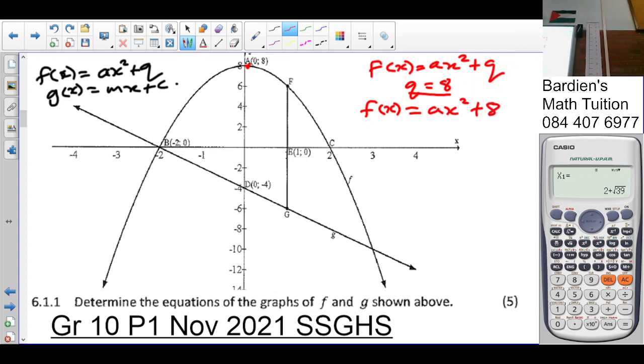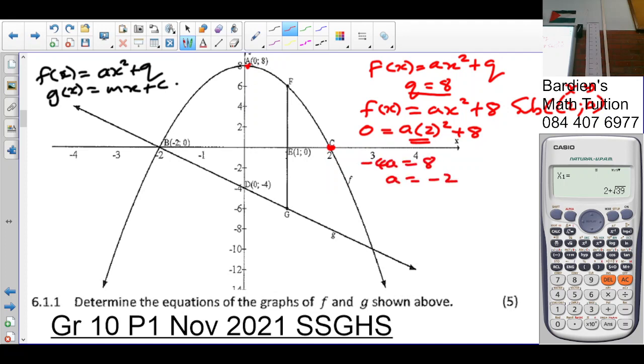What we do now is we substitute another point on this graph, other than what we have used thus far. You can use either C or B. I'm going to substitute C, which is 2 and 0, remembering that's an x and a y. So 0 is equal to a times 2 squared plus 8. This is going to be 4a. You take the 8 over, it is negative 8, so 4a is equal to negative 8. A is then negative 2.